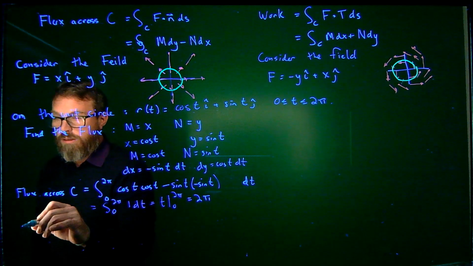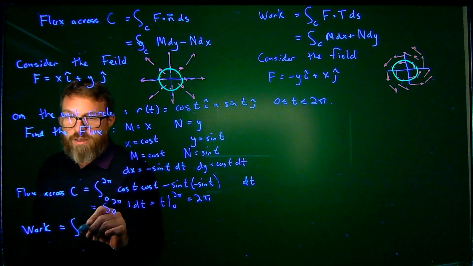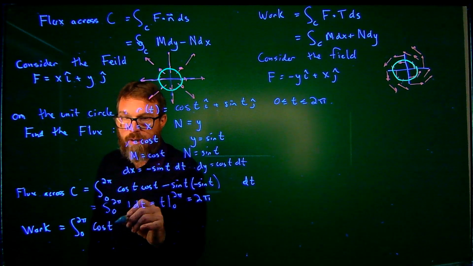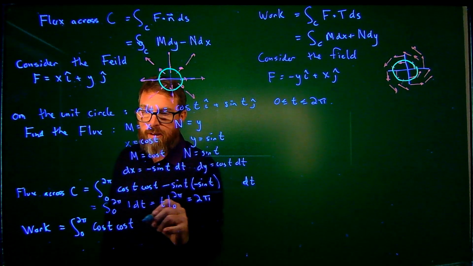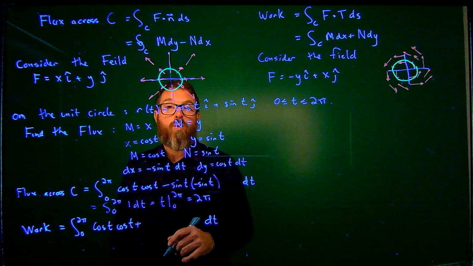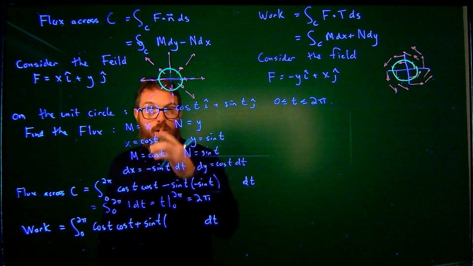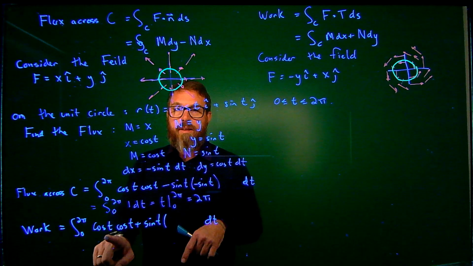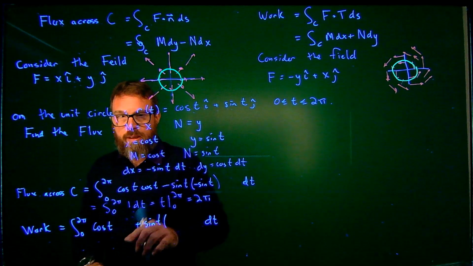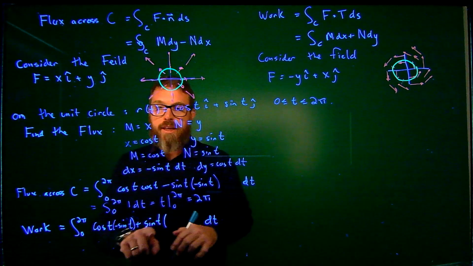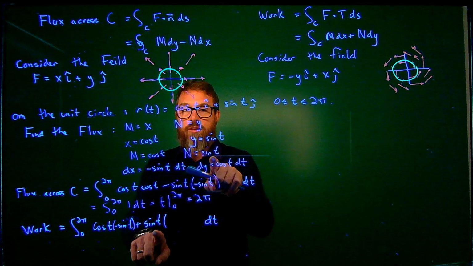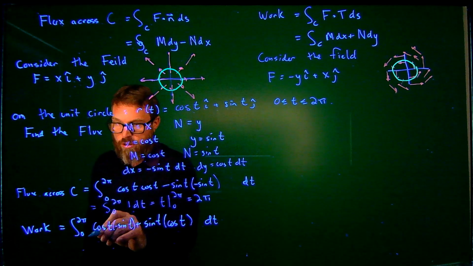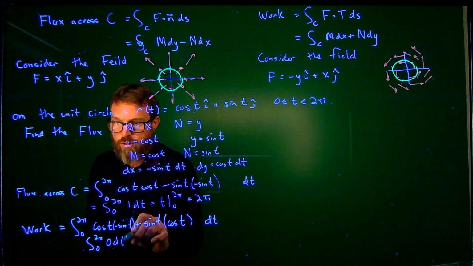Now if I want to do the work, this is going to be the integral over the curve, from 0 to 2 pi, of M dx plus N dy. M is going to be cosine of t, dx is going to be, let's make sure, M is cosine, dx is minus sine, there we go, I got it, minus sine dt. Plus N, which is sine of t, and then we have to do dy, which is going to be cosine of t, again dt. We can see that these things are opposites, so they'll cancel. So this is just going to be the integral from 0 to 2 pi of 0 dt, which is equal to 0.